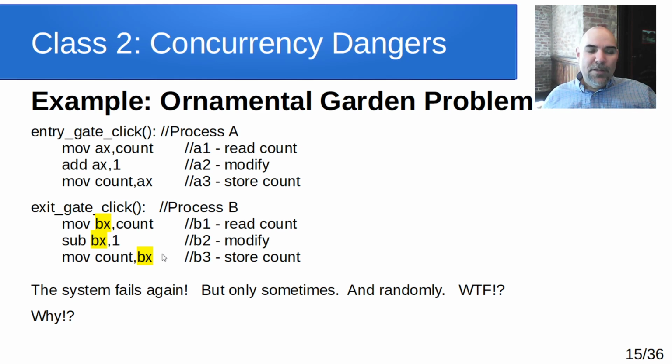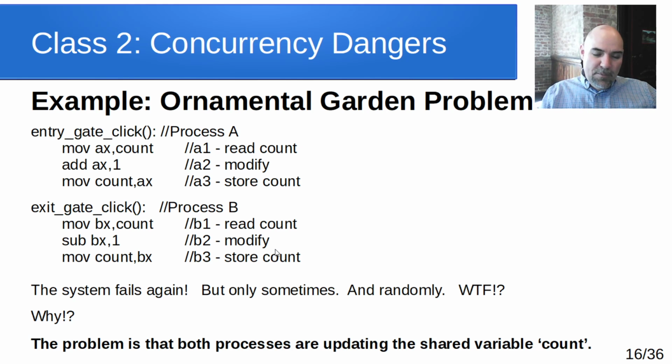Or every once in a while, we get more people leaving than have entered. So it fails, but only sometimes and randomly, even if we are using different registers like this. So the question is why? Why is this happening? How is it possible that some code that's so simple with so few instructions and such a simple idea, add 1 to count when somebody comes in, take 1 away from the count when somebody leaves, how can that go wrong?